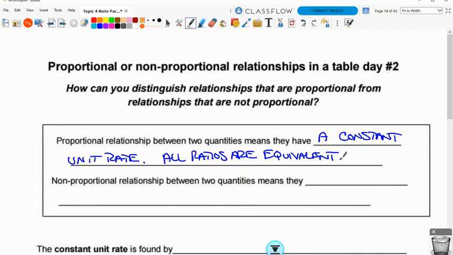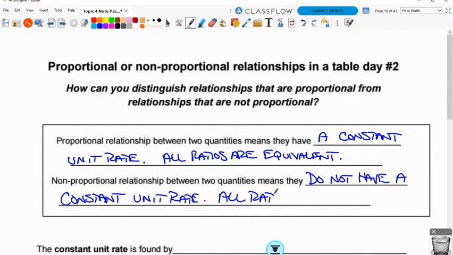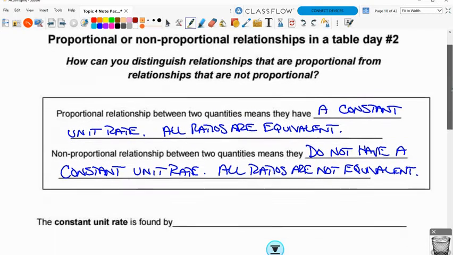A non-proportional relationship between two quantities means that they do not have a constant unit rate. Non-proportional relationships do not have a constant unit rate. You can tell if they don't have a constant unit rate if all of the ratios are not equivalent. So when you simplify them down to the unit rate, if they are not all equivalent, then that means you're dealing with a non-proportional relationship.